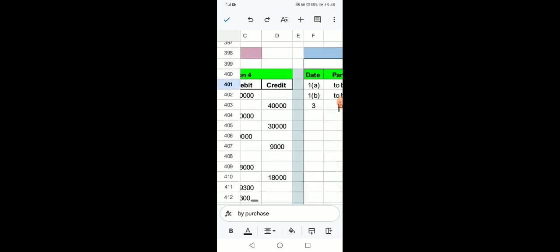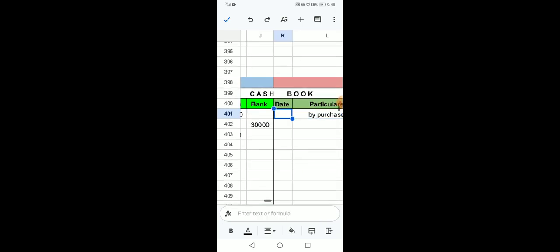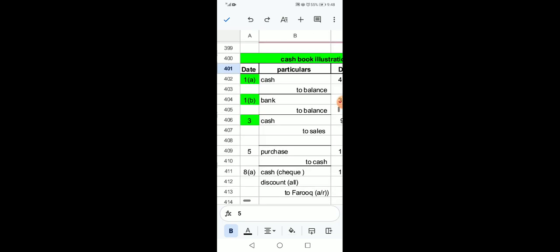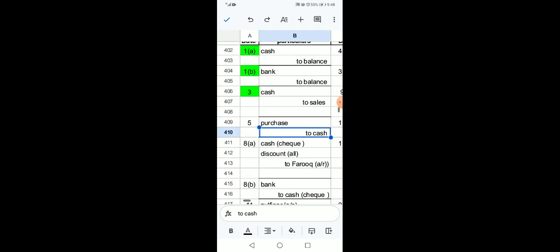Okay, let's see what the date was. It is the 5th of the month, so you will write 5 over here. Entry has been completed. Only one element needed to be posted, and it is posted. Entry completed. Mark it as done.